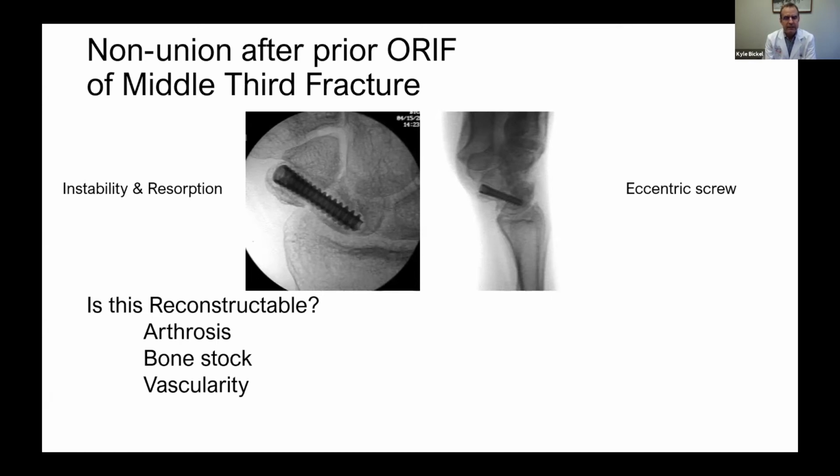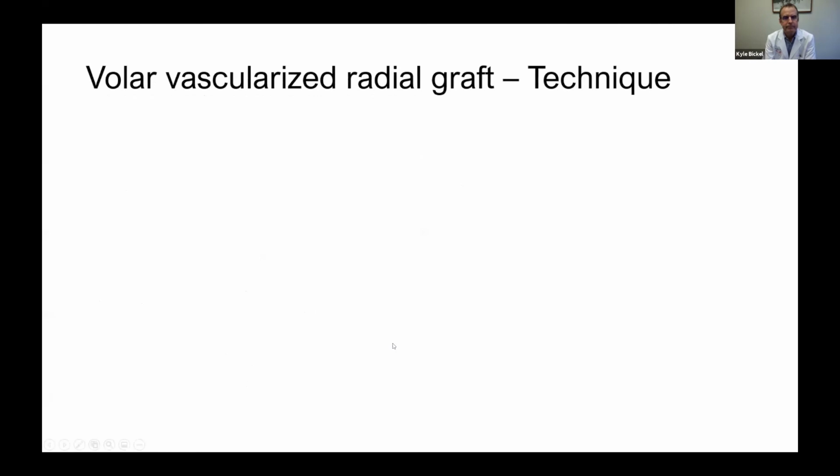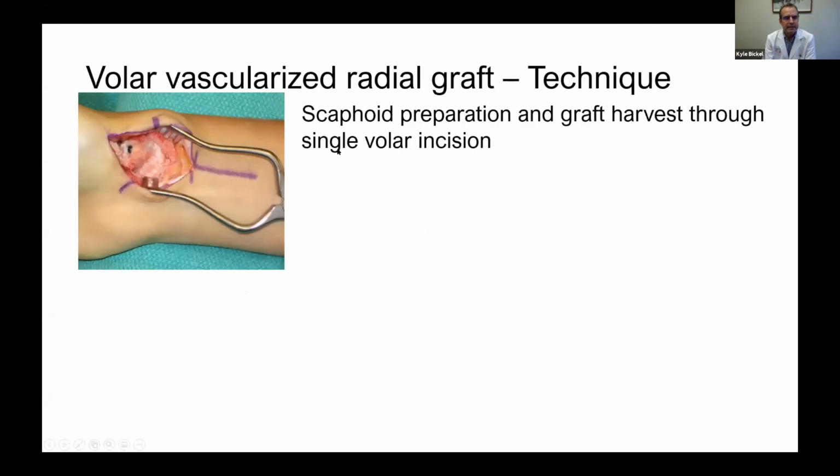In this case, I elected to reconstruct this utilizing vascularized bone graft. Next slide. To look at the technique, this was approached from a volar exposure because the fracture and non-union site were in the middle third, and there's better access to the fracture as well as to the distal pole of the scaphoid for screw insertion in a retrograde fashion.